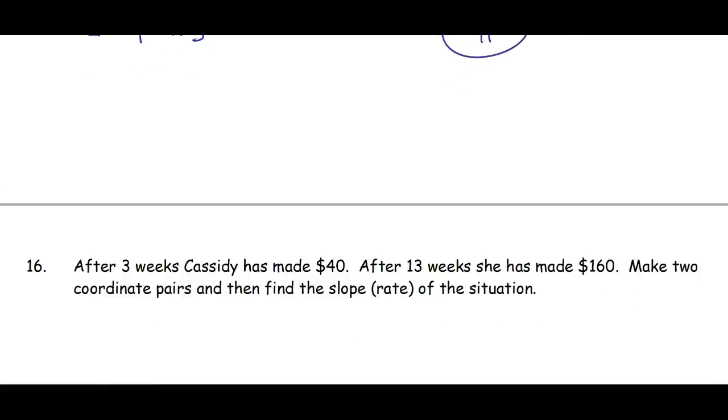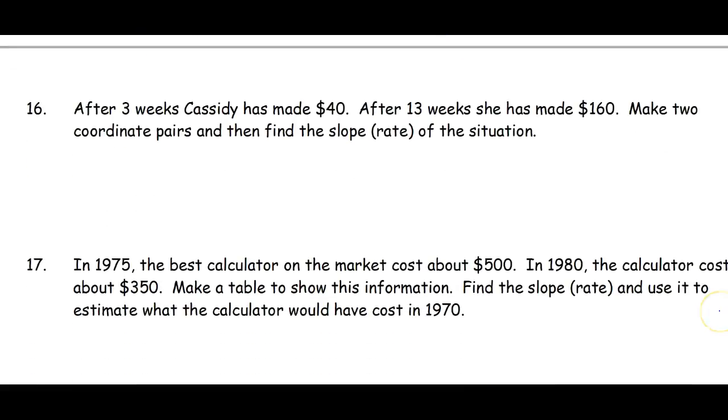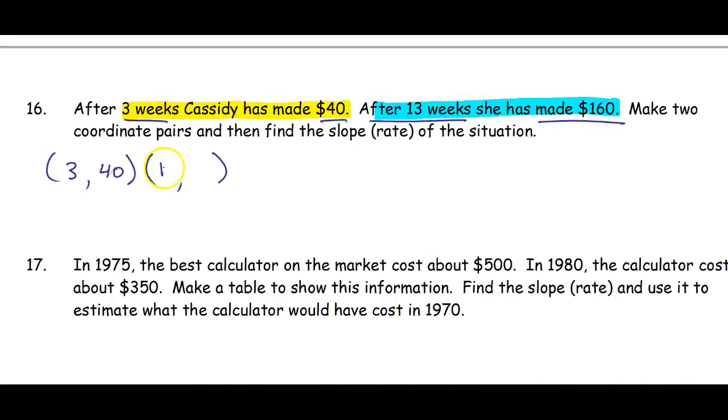All right. Number 16, after 3 weeks, Cassidy has made $40. After 13 weeks, she has made $160. Make 2 coordinate points. All right, so we've got to make 2 coordinate points, then find the slope. Well, our first coordinate point is coming from here. 3 weeks, $40. Our second coordinate point is coming from here. 13 weeks, $160. Find the slope of the situation.